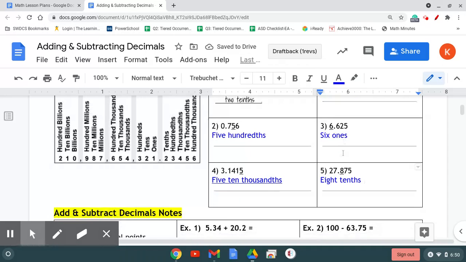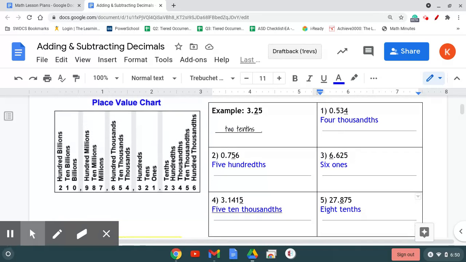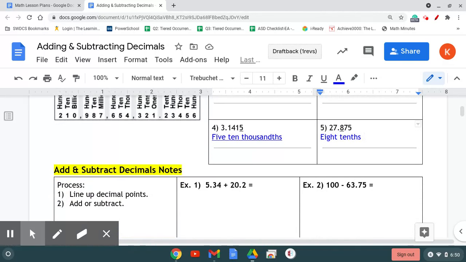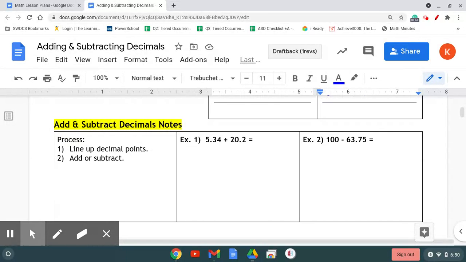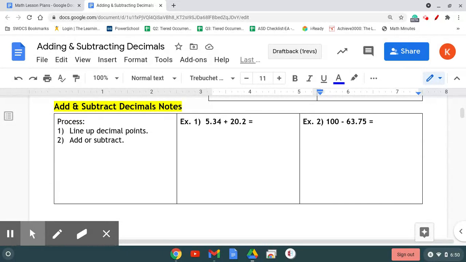All right, hopefully since we did a whole week of this, you guys are getting the hang of it, and we're going to move on to adding and subtracting decimals. The process for adding and subtracting decimals is making sure that you line up your decimal points. That is the most important thing when you're adding and subtracting. Your numbers might not exactly match, but if your decimal points are lined up, you'll be able to add and subtract. And then step 2, you add or subtract.